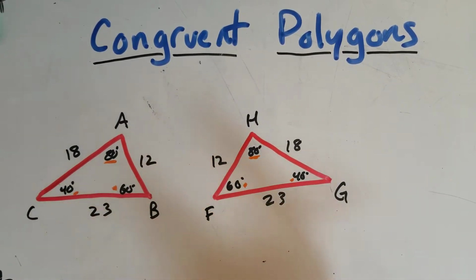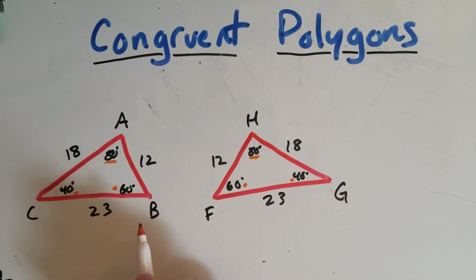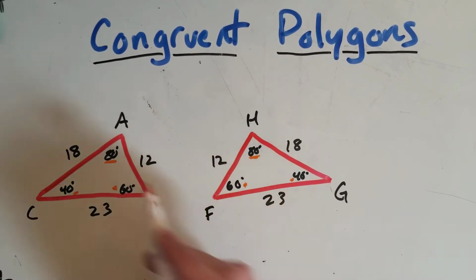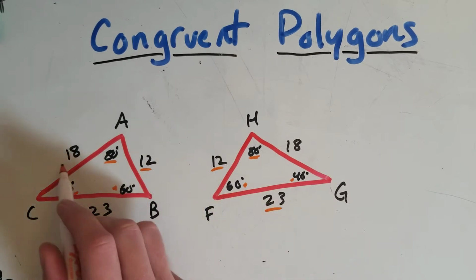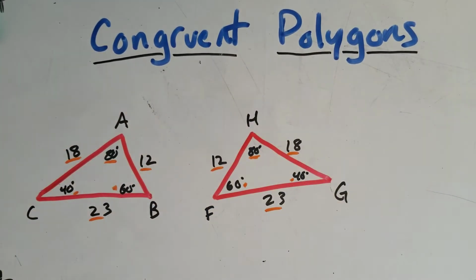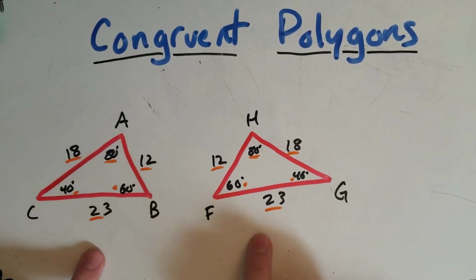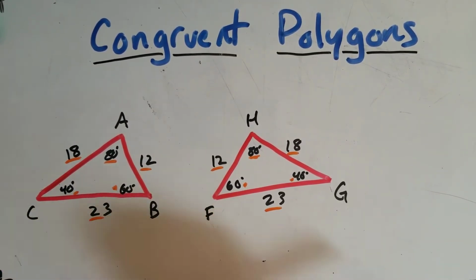But in order to be congruent, all the angles have to have a pair. And there also has to be pairs of sides. So the 12 goes with the 12, the 23 goes with the 23, and the 18 goes with the 18. So since everything has a corresponding part that it's congruent with, that's what makes these two triangles congruent.